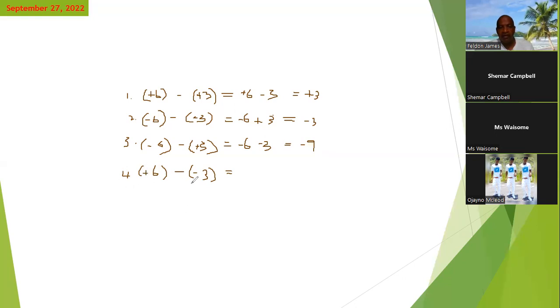Now this one here, question 4, we're going to keep positive 6 from the first bracket. And for the second bracket, now we're going to have what? Positive 3. And so this becomes what? Positive 9. Is that clear to everybody? Raise your hand if you understand what is happening here.